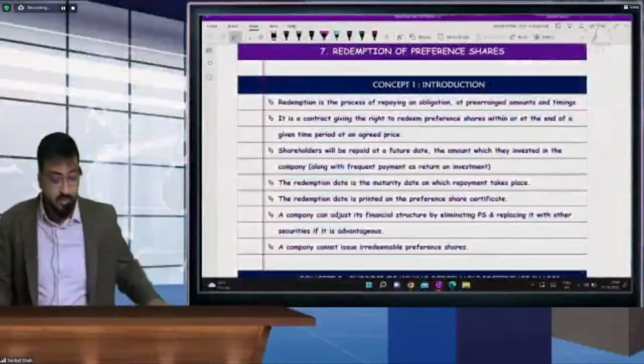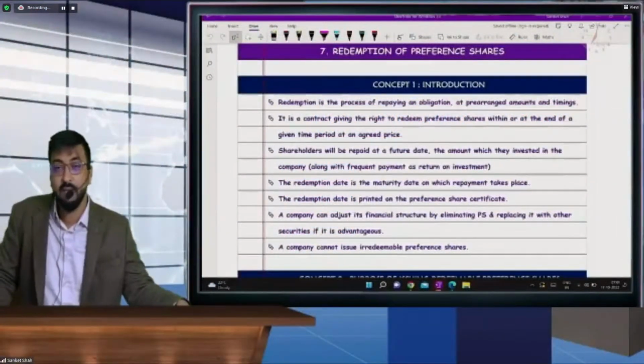Good morning, students. Happy to see you back. Today we are going to see redemption of preference shares.